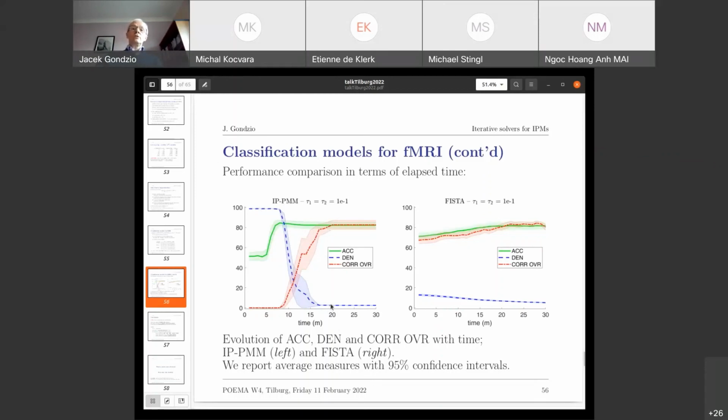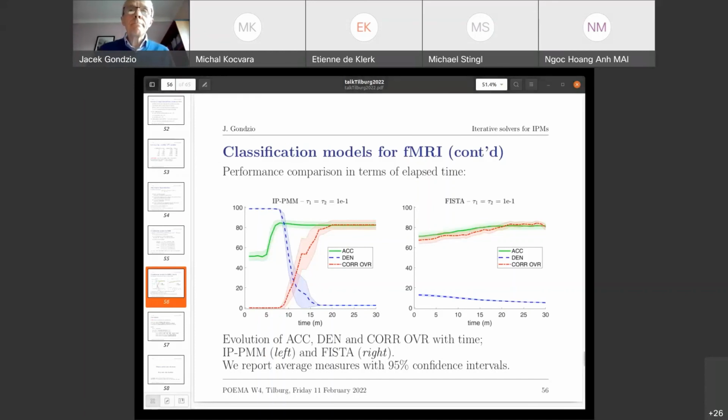You could stop interior point after 20 iterations, giving you very good sparsity of the solution, about 3%, and also very good accuracy and corrected overlap, both equal about 80%. FISTA gets to this 80% after about 20-25 minutes, but sparsity is still very poor. So this summarizes my experience.